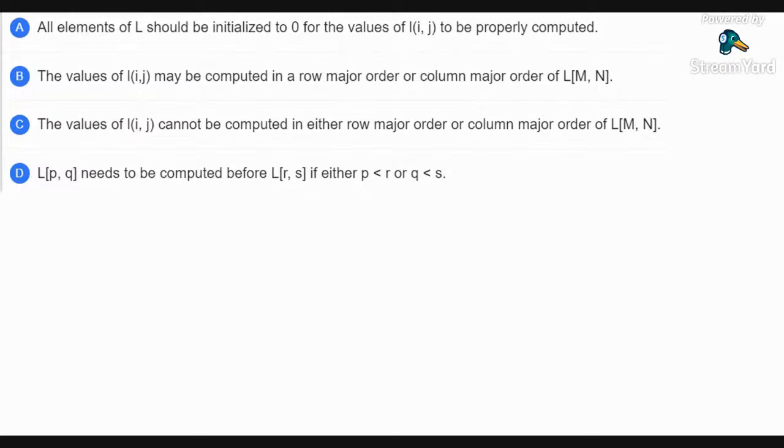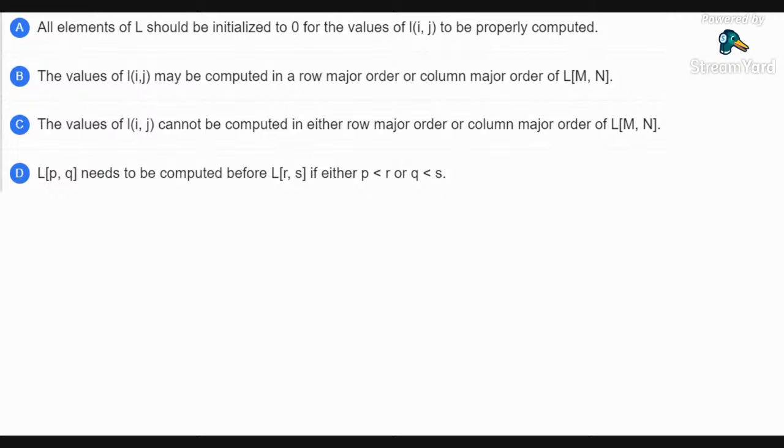Then the second option: the value of L(i,j) may be computed in row major order or column major order. So this is probably the correct option, because you can compute this row-wise or column-wise. It means the first row is computed, then the second row is computed, then in the first row the first element is computed, after that the second entry, then the third entry, and so on. So it can be computed row-wise or column-wise. Thus option B should be the correct option.